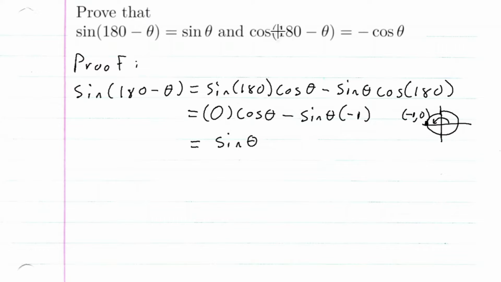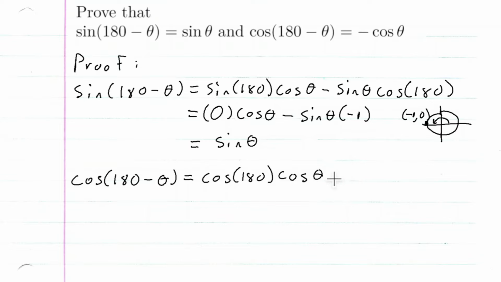Now let's go ahead and prove cosine of 180 minus theta is equal to negative cosine theta. So let's go ahead and start that here. So cosine of 180 minus theta is equal to cosine of 180 cosine theta plus sine of 180 sine of theta. Now again, cosine of 180 is negative 1.